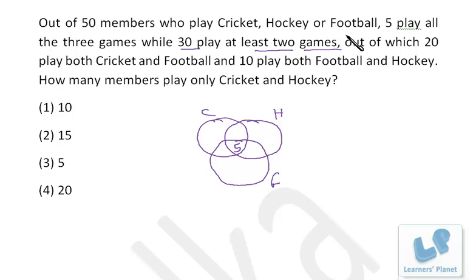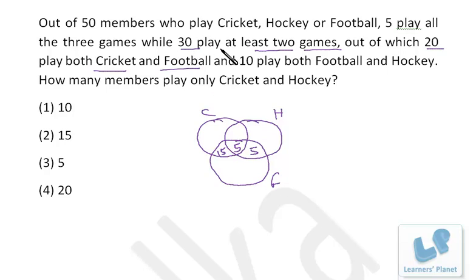Now just watch carefully. See 20, we have already filled up this, right? 20 people play both cricket and football. So cricket and football, in all there are 20 people. So 5 here, 15 will be here, right? So that's done. Then 10 play football and hockey. Football and hockey, total 10 people are there. 5 is here, so 5 will be here.